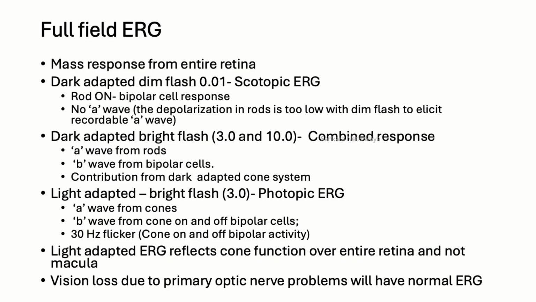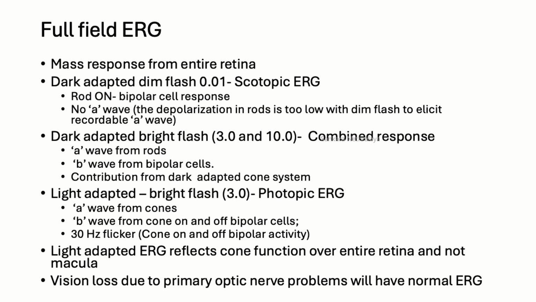You can also use, instead of bright flash, 30 Hz flicker. Why do you choose 30 Hz flicker? Because rods don't respond to the 30 Hz flicker. Only cones respond. So you have two ways of eliciting a cone response. One is the bright flash light adapted response, and the other is a 30 Hz flicker. So why do you need two? We will come to that a little later.